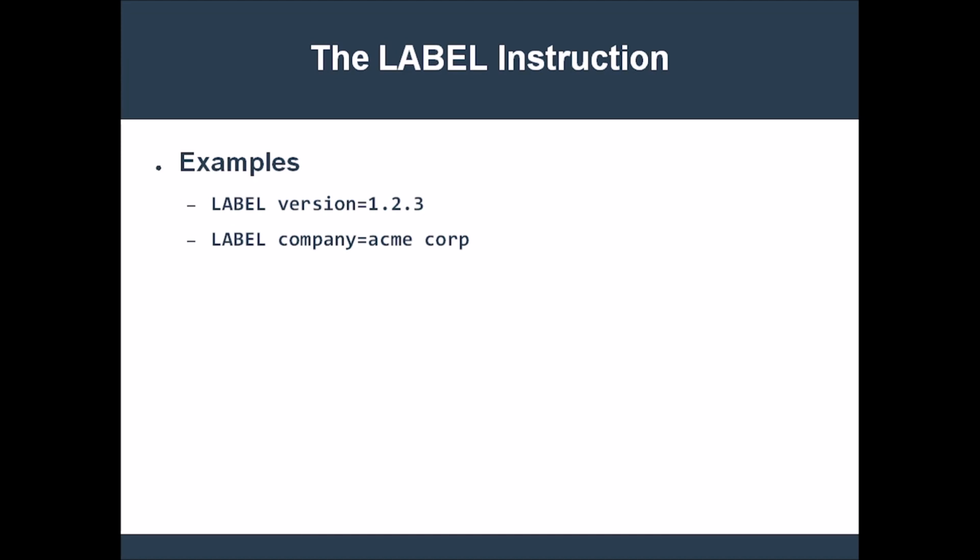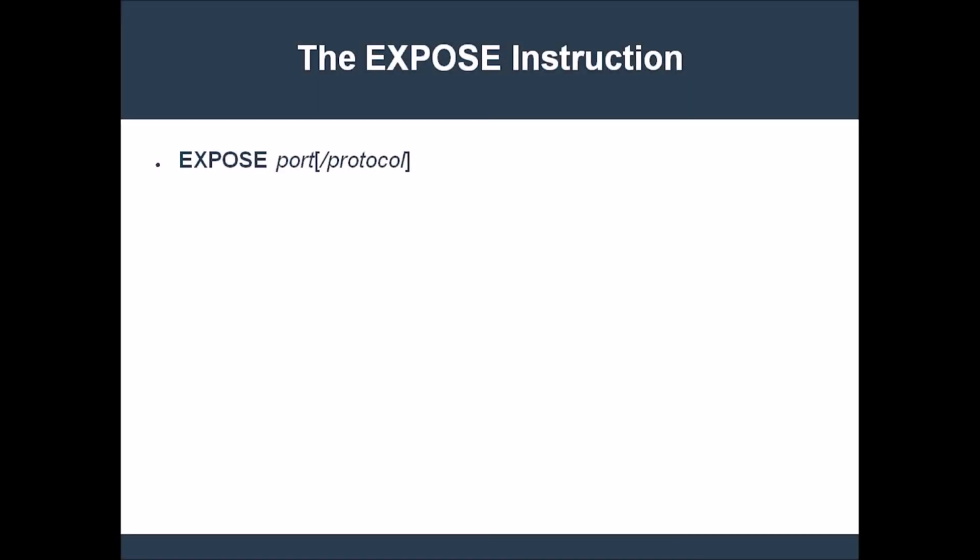All the LABEL instruction really does is add metadata to your image. Honestly, I rarely use it. The EXPOSE instruction declares that a container listens on a specified port. This declaration is basically just a form of documentation. It doesn't actually do anything.